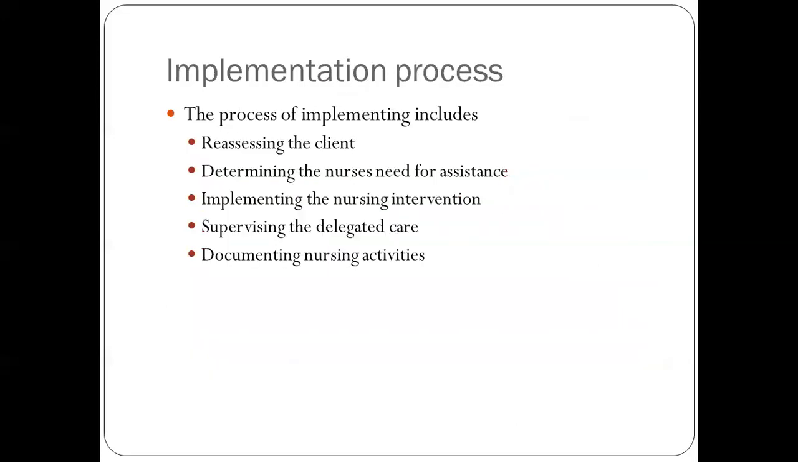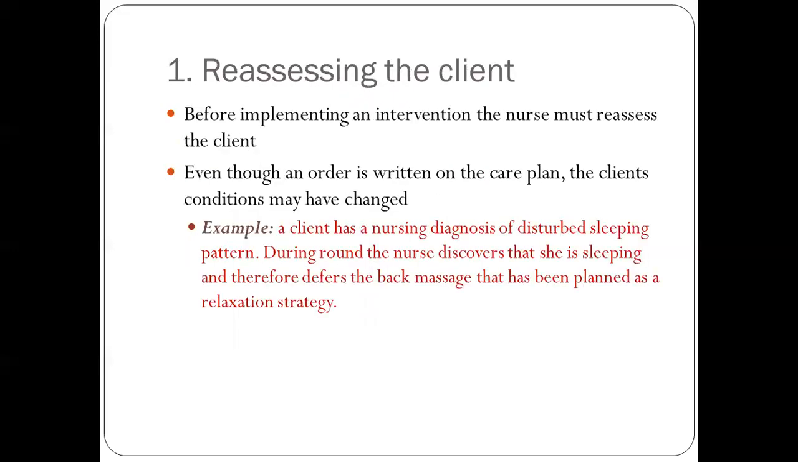Coming to the implementation process, the process of implementing any nursing care includes five steps: reassessing the client, determining the nurse's need for assistance, implementing the nursing intervention, supervising the delegated care, and then documenting the nursing activities. These five steps make up the process of implementation. Let us see this process in detail.